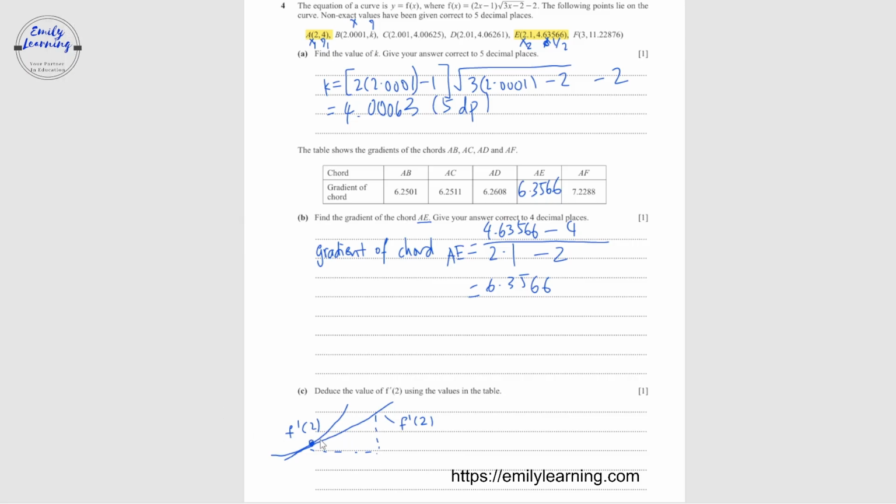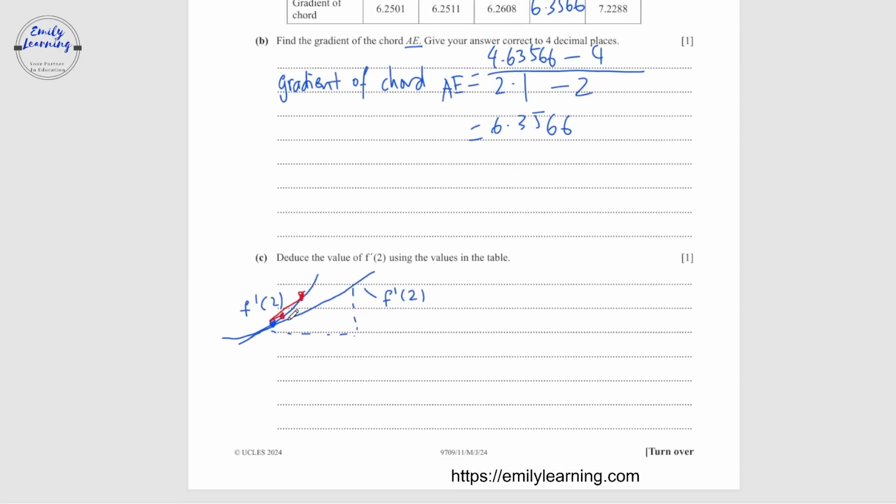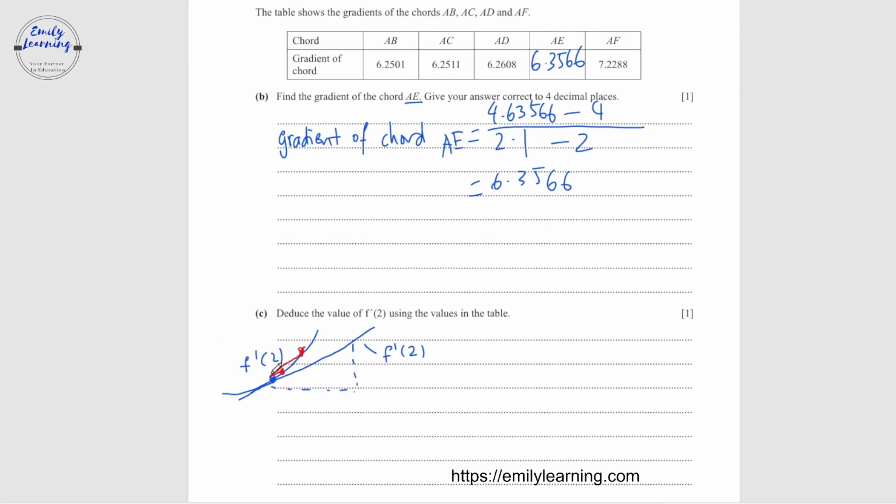Well, I can take points here, right? Okay, and find what is the gradient of this chord. Okay, and I can take this point here, find what is the gradient of this chord. So the closer the other point that I use to estimate this gradient is to x equals 2, the closer the red point is to x equals 2. So this is the point at x equals 2, right? The closer the other point used to estimate the gradient, the more accurate the estimation is.